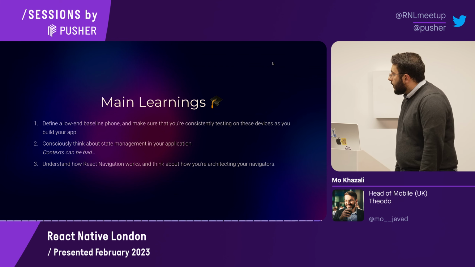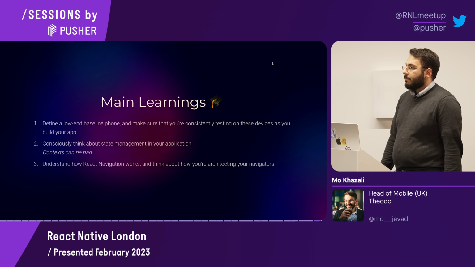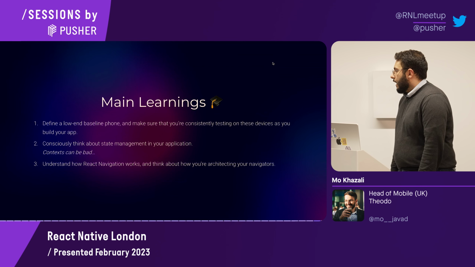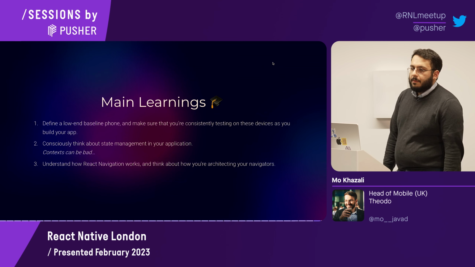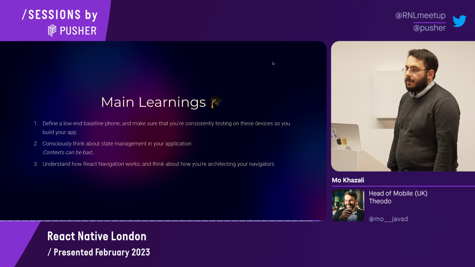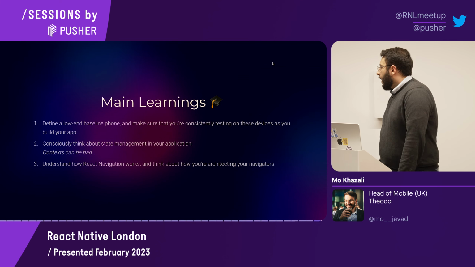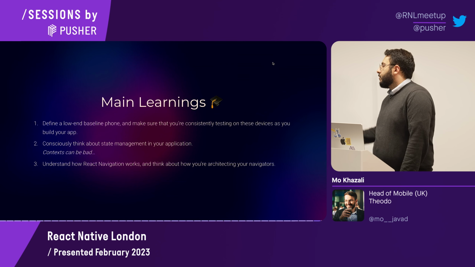Consciously think about state management in your app. Contexts are bad, to keep it simple, or can be bad. There are a lot of tools out there. Learn the state of the art and see if you can use them, especially when it comes to multi-page forms where a lot of screens are interacting with each other and there is some sort of sequential flow.